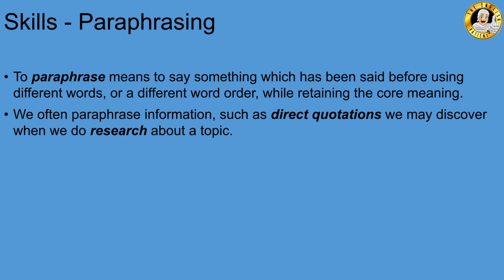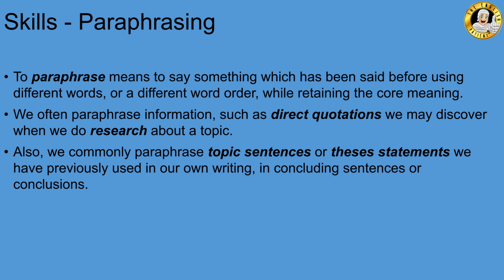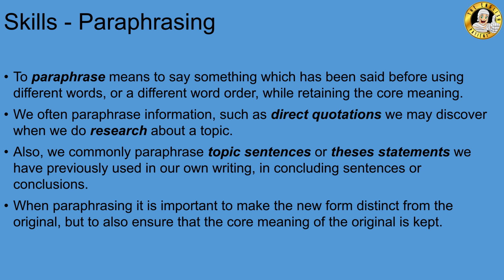We often paraphrase information that we have researched, such as direct quotations, which we might want to use actually when we come to talking about that particular topic. Also, we commonly, as you've seen, paraphrase topic sentences or thesis statements that we've previously used in our own writing in either concluding sentences or in conclusions. Now, when paraphrasing, it's important to make the new form quite distinct, quite different from the original form. You don't want to just copy and paste. You want to make it a little bit different, but you also want to make sure that the core meaning of what you want to say is being kept.